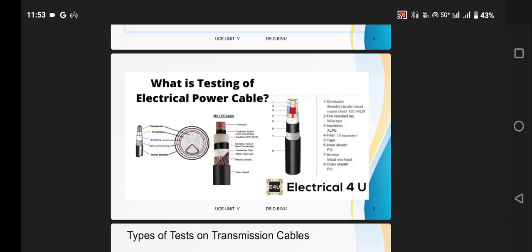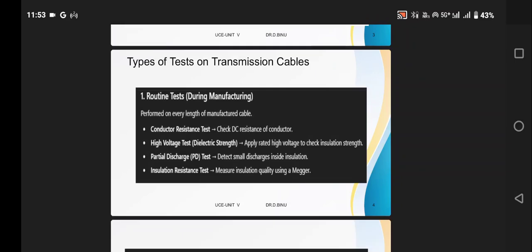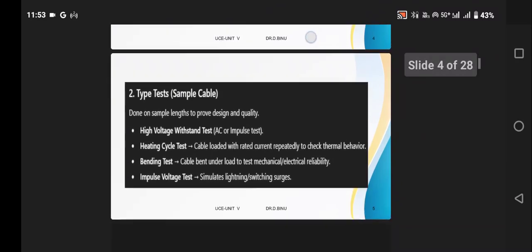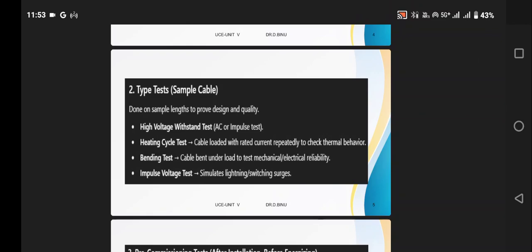The various components of the cable should be tested during the varieties of testing in underground cables. The types of testing on the transmission cables are routine test. This type of test is normally done during manufacturing. It consists of varieties of tests like conductor resistance test, high voltage test, partial discharge test, as well as insulation resistance test. The second test is type test, which is taken in the samples.